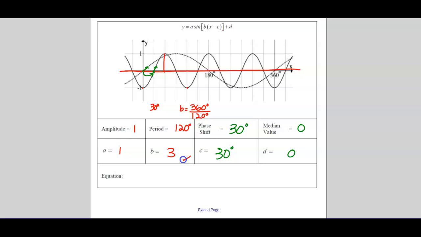So our equation is y equals, we don't need to show the 1, sine, open the brackets, put the 3, open another set of brackets. We're dealing with x now, minus 30 degrees, and no d value. You could also, obviously, oh, actually it did specify. Can I erase that? It gives it to you in this form, so we want it in that factored form.